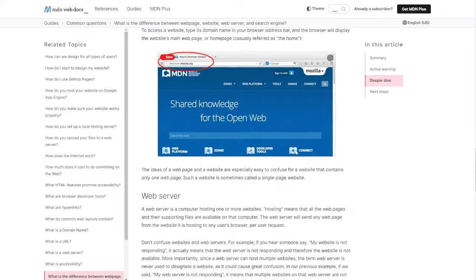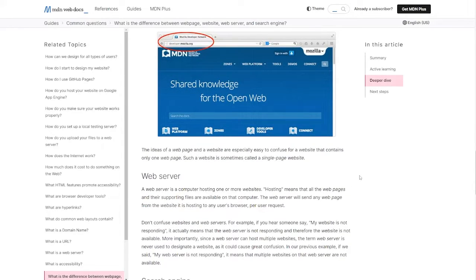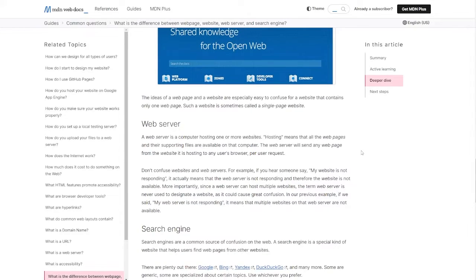The ideas of a web page and a website are especially easy to confuse for a website that contains only one web page. Such a website is sometimes called a single-page website.